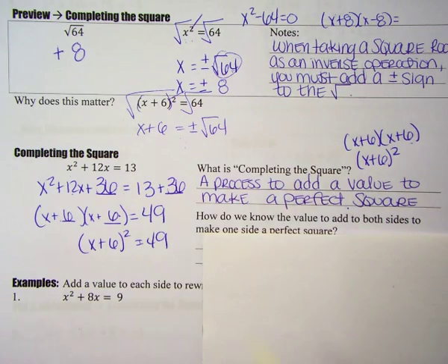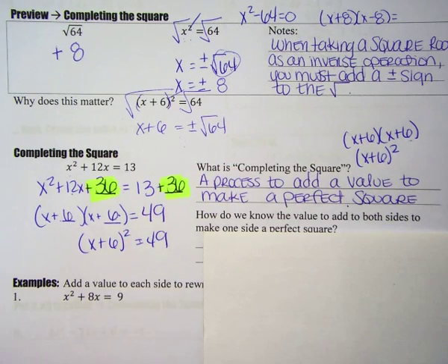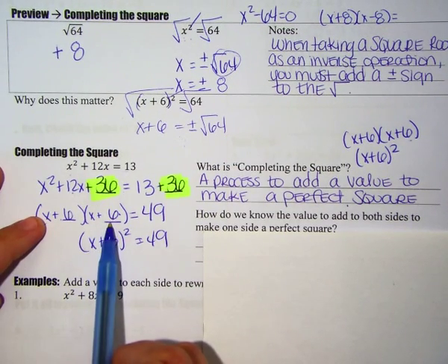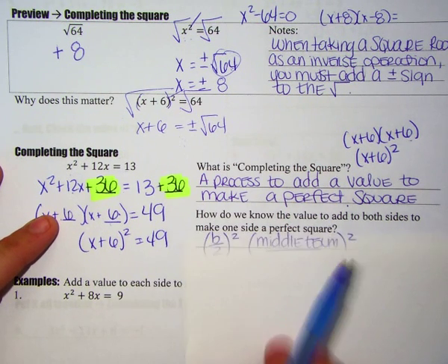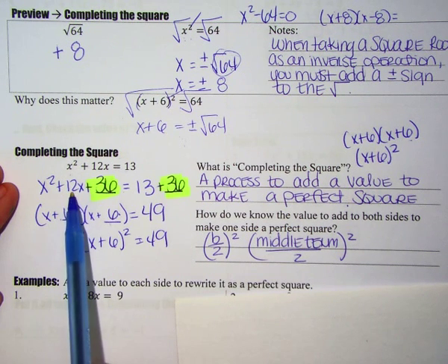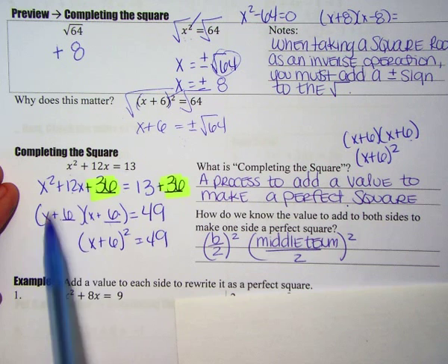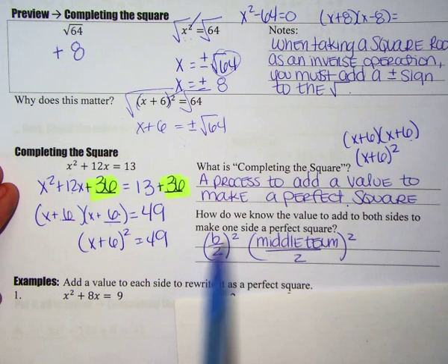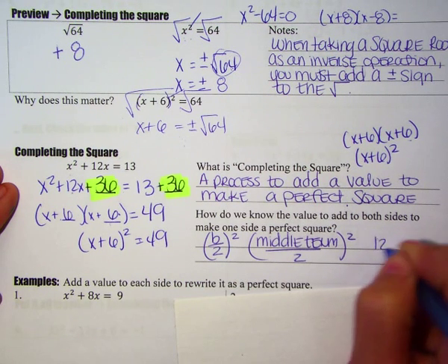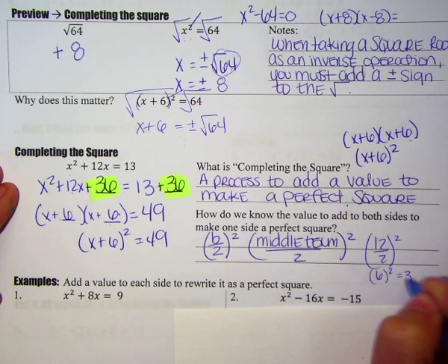Now, some of you might be looking at this and saying, how on earth did she figure out that that's a 36? And I totally understand. So you can go here first to try and work backwards, or there is kind of a trick. How do we know the value to add? We're going to take this middle term, which is b. We're going to divide it by 2, so 12 divided by 2 is 6. And then you square it. 6 squared is 36. That's how we can get this number. B divided by 2 squared. So 12 divided by 2 squared. 12 divided by 2 was 6. 6 squared was 36.